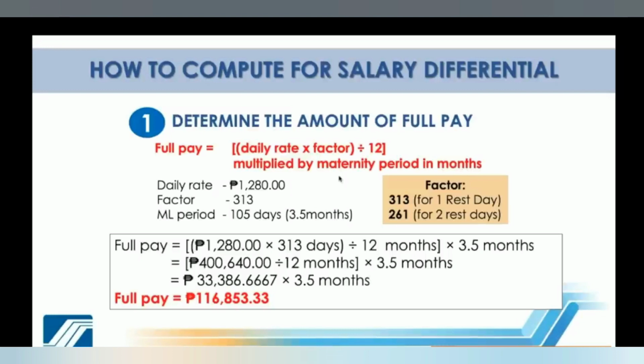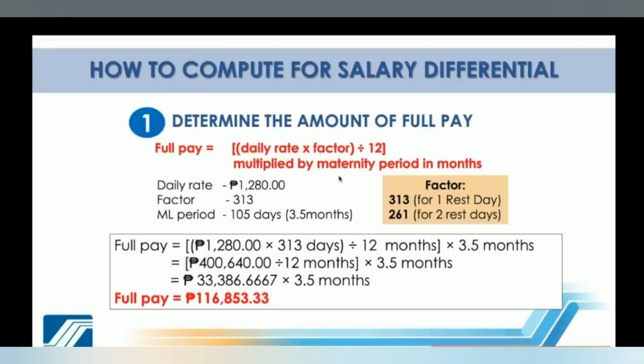But in this particular example, kay Juana, 313 ang kanyang factor. At ang daily rate niya ay 1,280 pesos. So applying all the data given in this particular example of Juana de la Cruz, ilagay natin siya sa formula. So that would be 1,280 daily rate times 313 factor divided by 12 times 3.5 months. Ang kanyang full pay ay 116,853.33. But there's more. Hindi pa yan yung salary differential na ating ibibigay. Step number 1 pa lang yan.